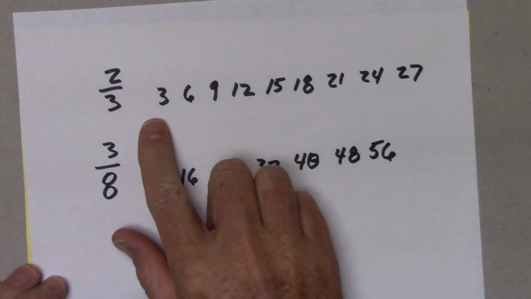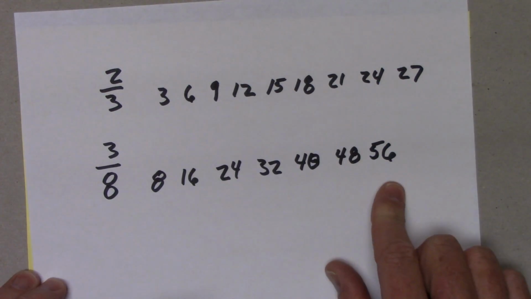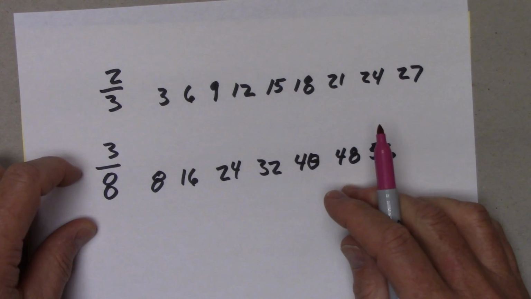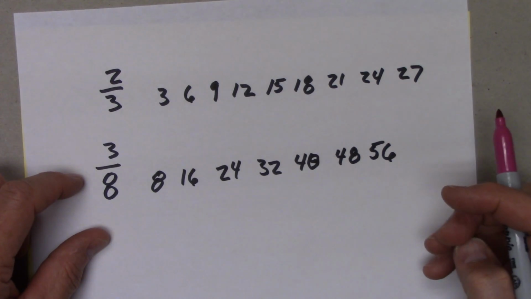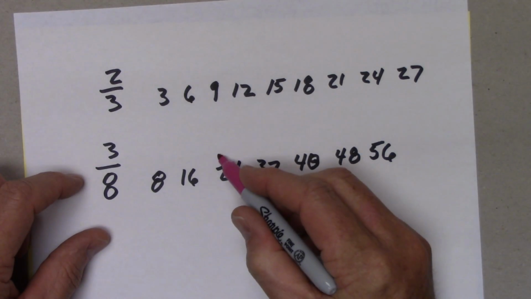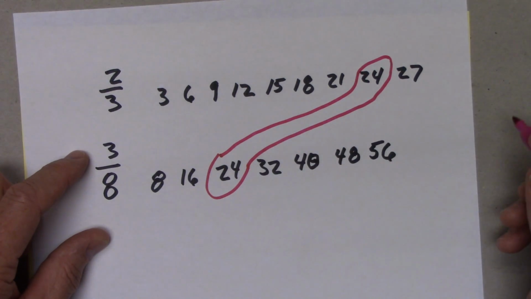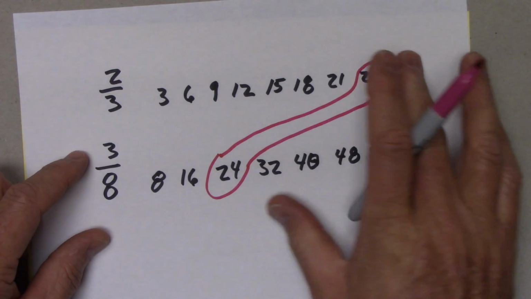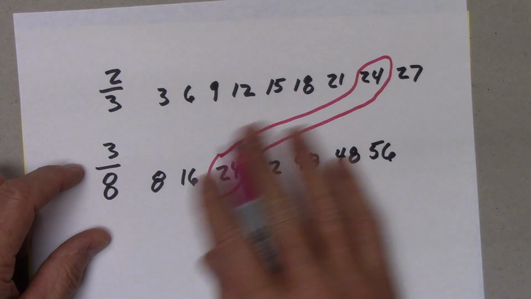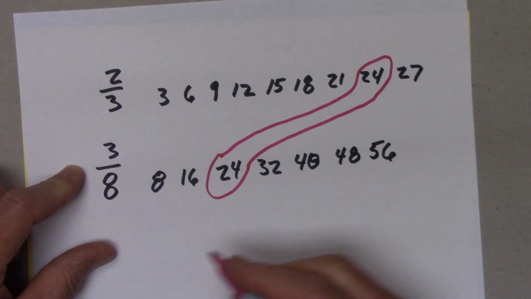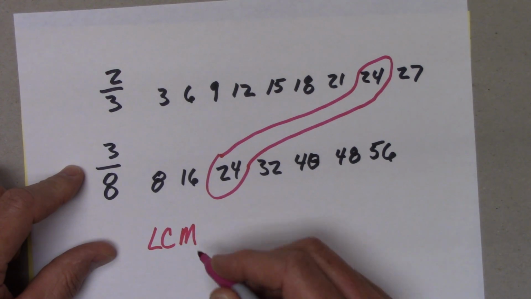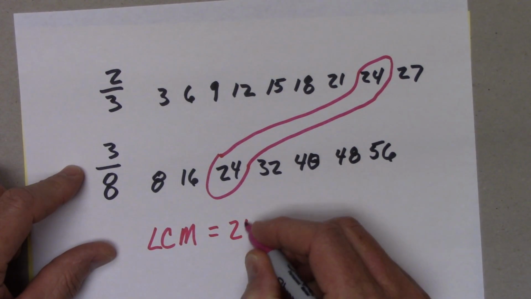Those are the multiples of 3. Those are the multiples of 8. We look for the common multiples. The only one that I can find on my little list here is 24. And so that makes it the first one, the least one. And so our LCM is 24.